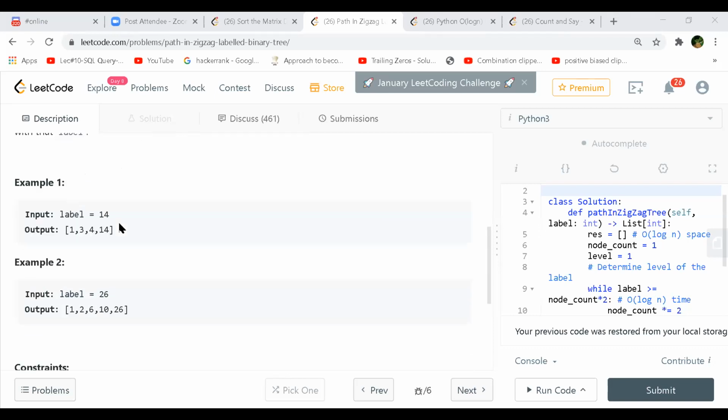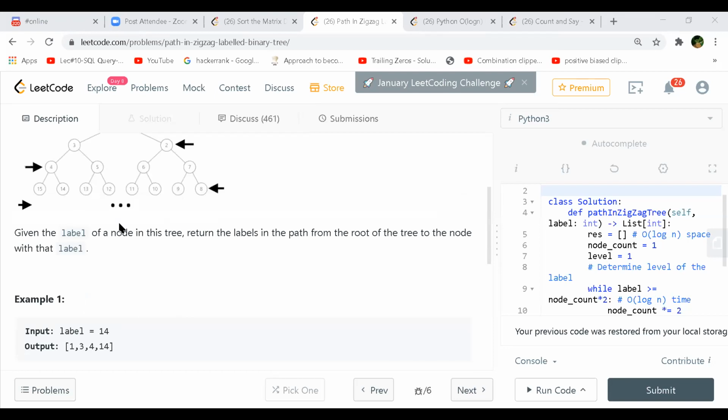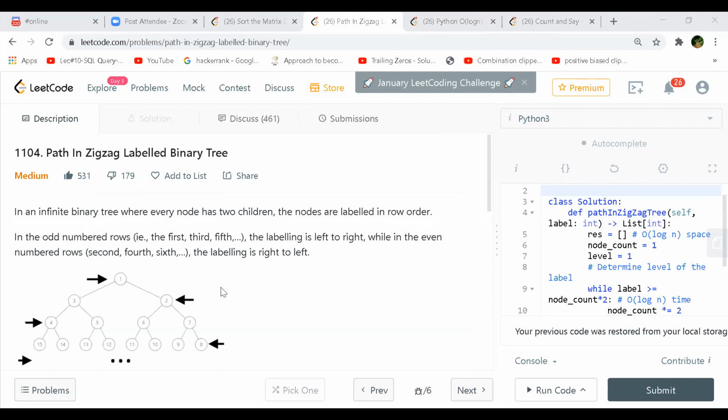And for 26, they haven't shown. It will always be a full binary tree. They mentioned every node has two children, always. It is a full binary tree.